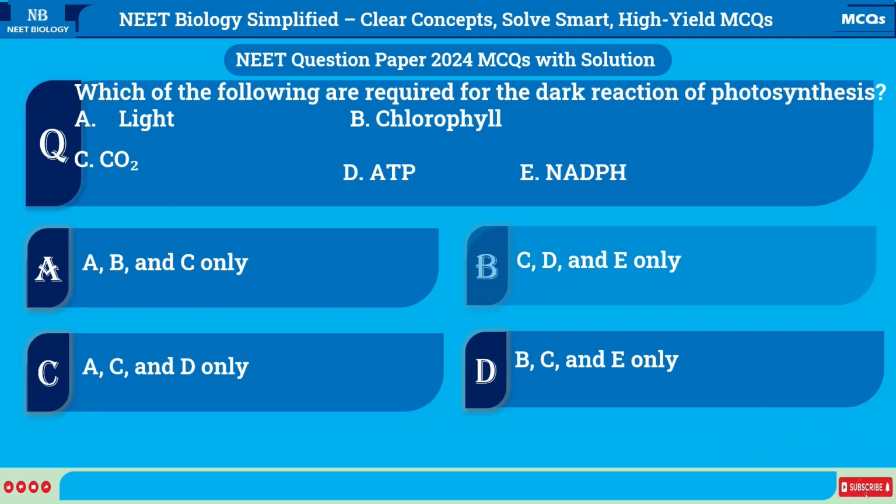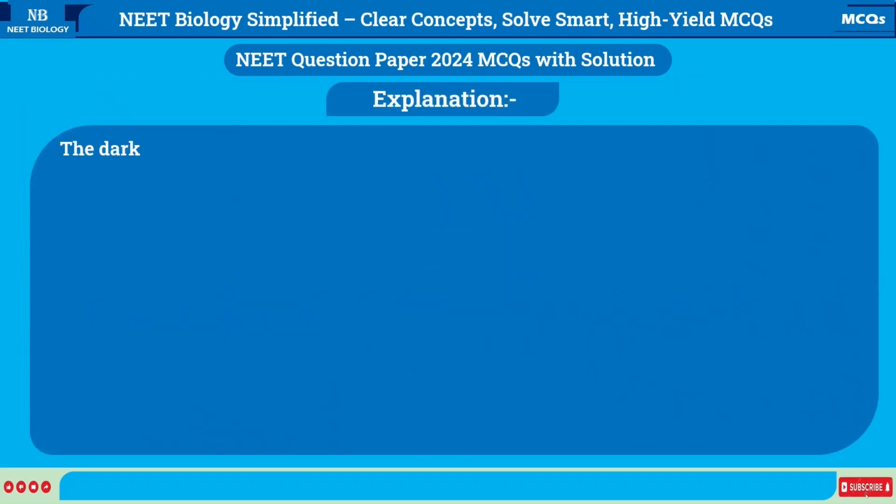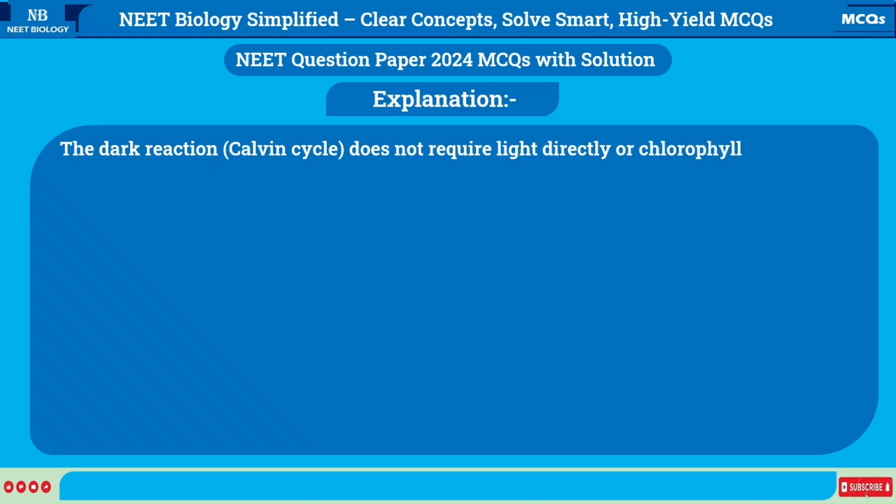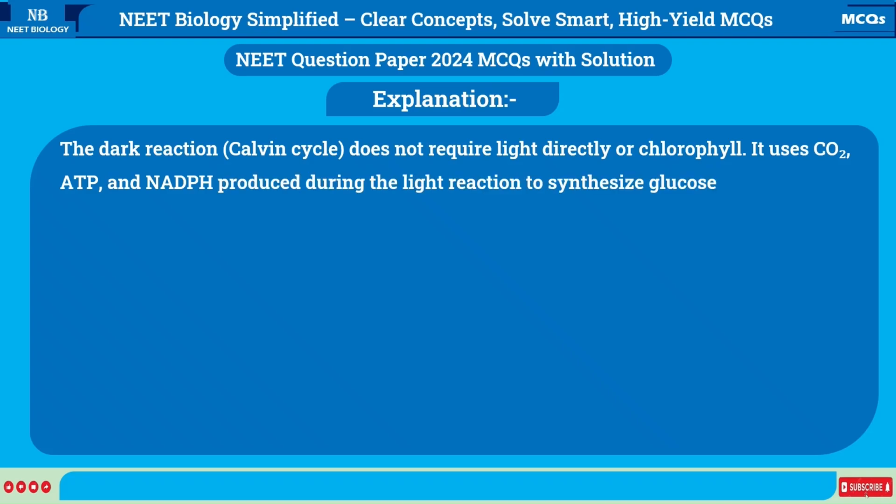Correct answer is B, C, D, and E only. Explanation: The dark reaction, the Calvin cycle, does not require light directly or chlorophyll. It uses CO2, ATP, and NADPH produced during the light reaction to synthesize glucose. Hence, A and B are not needed directly in the dark phase.